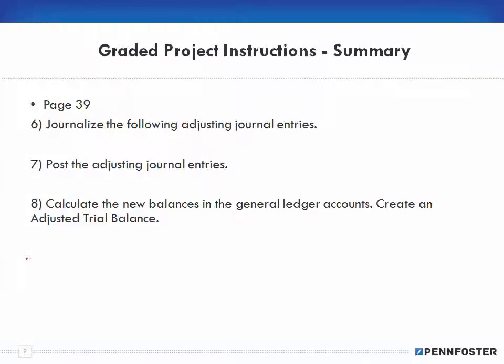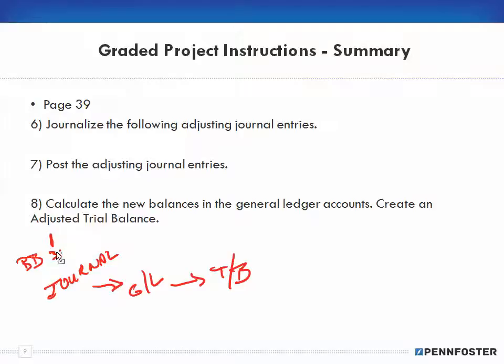Where are we in our process so far? We started out with beginning balances, okay? Then we journalized transactions. We posted the journal entries into our general ledger accounts, and from our general ledger accounts, we created a trial balance, okay? Now, that beginning balance was the first day of the accounting period, which would have been the first, right?